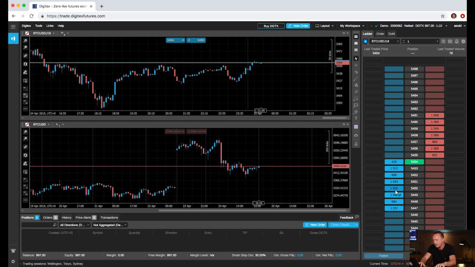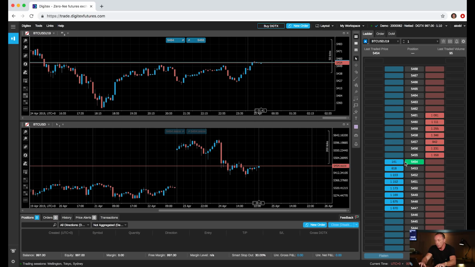If I want to place a bid, I click in the box next to the price, to the left of the price I want to buy at. So there you can see that trade's gone in, no problem. And if I want to place an offer, I click to the right of the price there, and the one lot goes in, no problem.